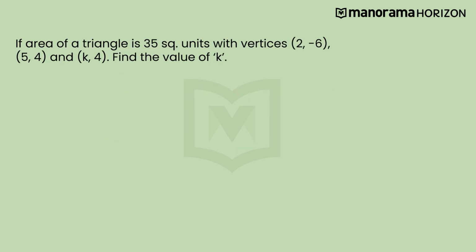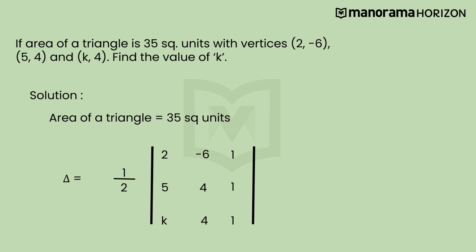If the area of a triangle is 35 square units with vertices (2, -6), (5, 4) and (k, 4), find the value of k. Let's see the solution. Here, given the area of a triangle is equal to 35 square units, now we have to use the area equation to find the value of k. Area is given by half into determinant of 2, -6, 1, 5, 4, 1, k, 4, 1.